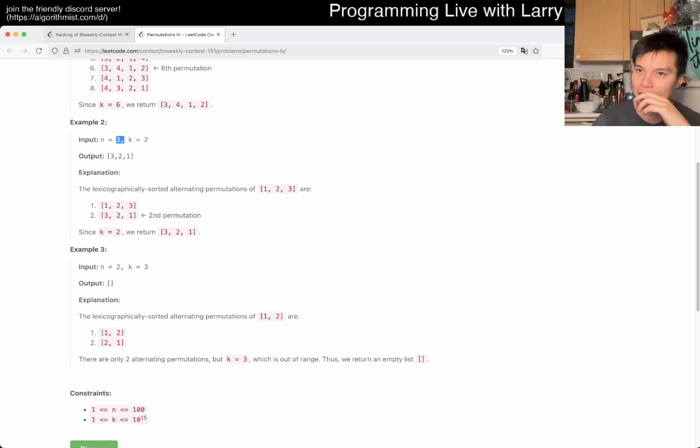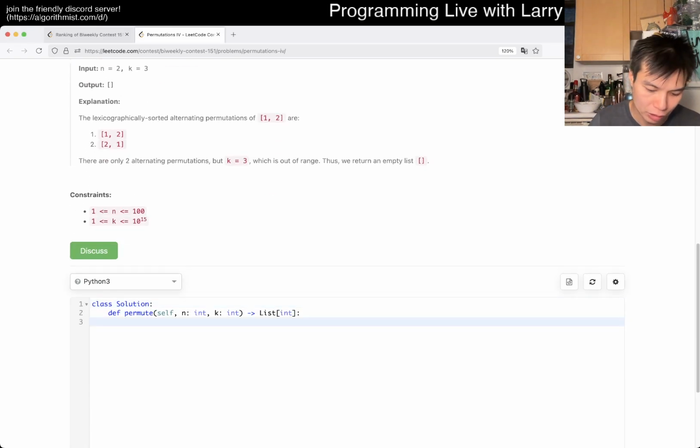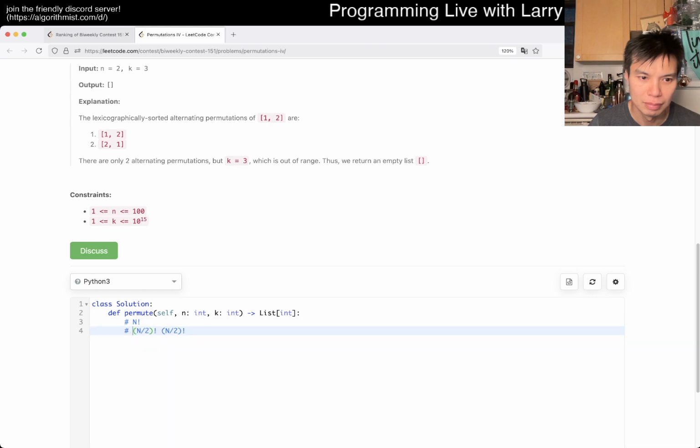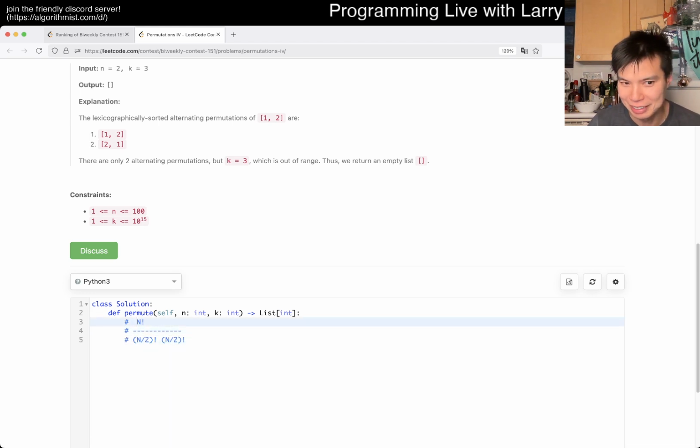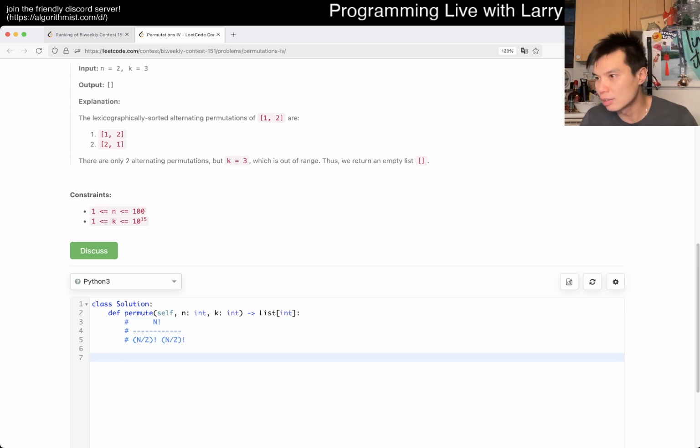So that means you have n factorial over n over 2 factorial, times n over 2 factorial or whatever. Pretty basic, right? And it's just counting. n is equal to 100 anyway. I mean, the idea is basic. Can we implement it? I don't know. We'll see. Okay, so now we want to see.